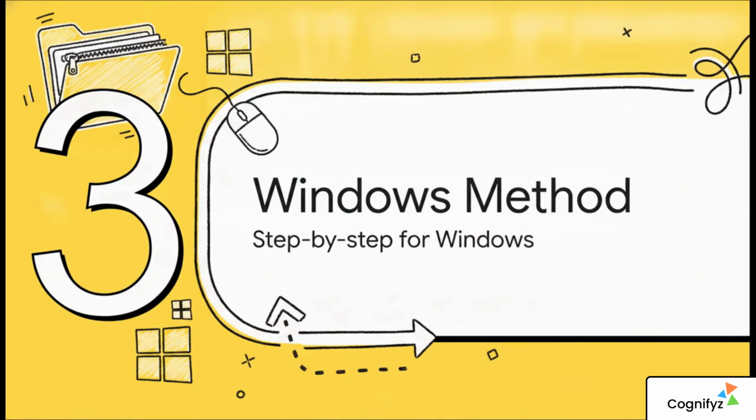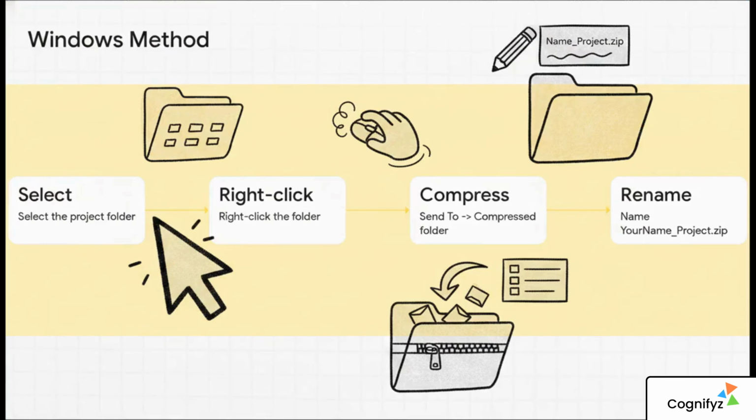Let's see how this builds into our first specific execution path for Windows users in Section 3. For all of you on a Windows machine, the method is remarkably straightforward, but precision is absolutely key here. Step 1, simply single-click to select that master folder you just packed with all your assets. Step 2, right-click it to open your context menu. Step 3, hover your mouse over Send To, and from that little submenu that pops out, select Compressed Zipped Folder.